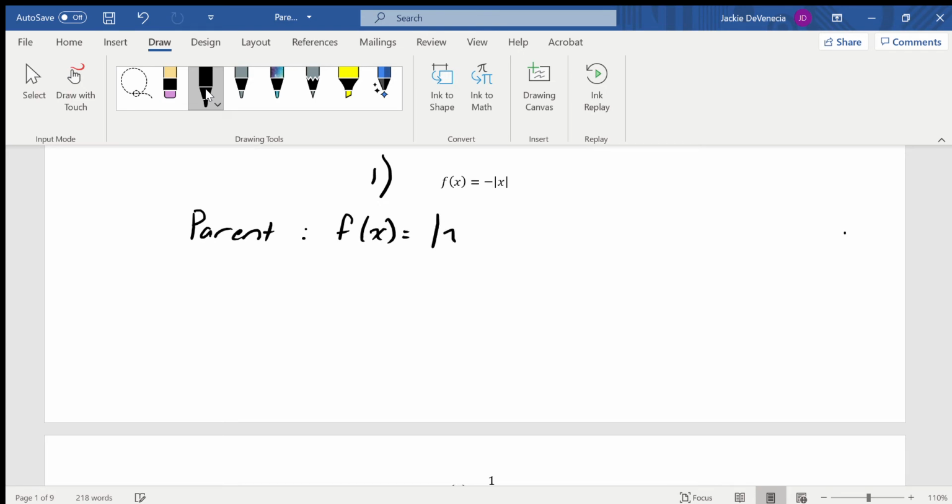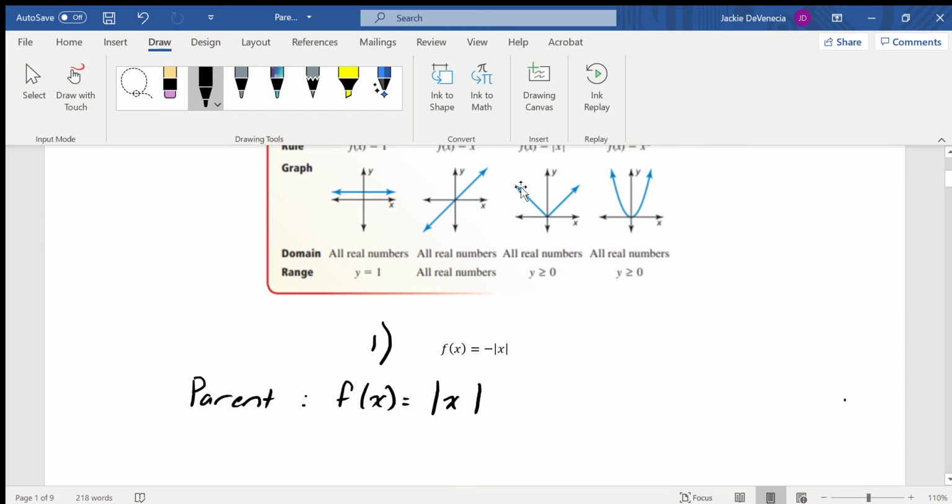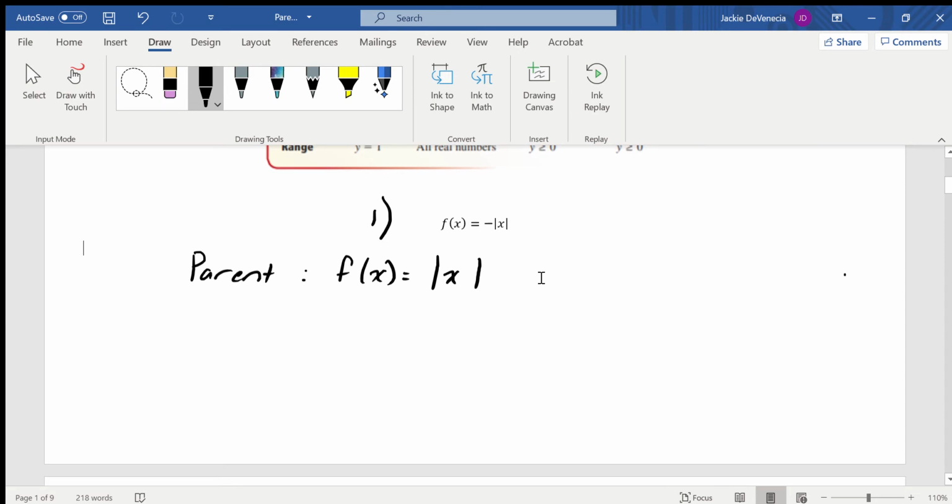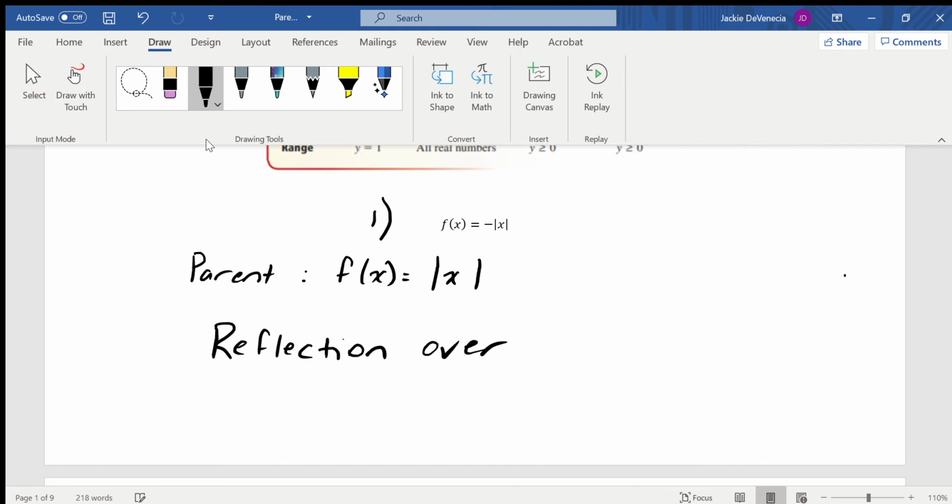This is the rule of the absolute value, and when you graph it, it's going to be a V shape. So it's right over here. Now, for me to describe its transformation, I see that there's a negative sign right in front of the absolute value of x. That's a hint to me that this must be a reflection over the x-axis. So that's the full description of this transformation.